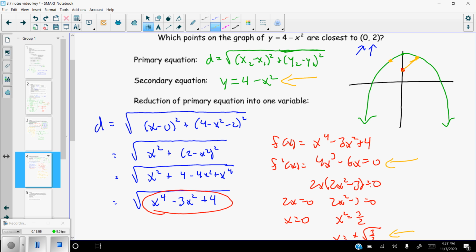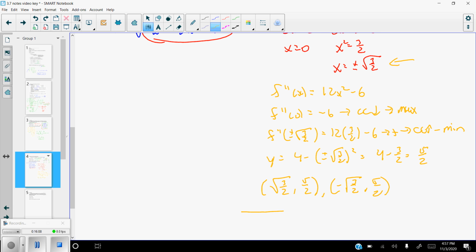So according to this, these are the shortest distances. Going straight up is actually not as short as going off to the right-hand point and left-hand point. So that's the shortest distance. So we have found the 2 points which minimize that distance. All right, let's do one more.